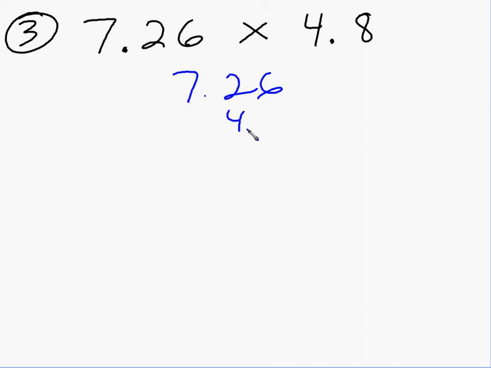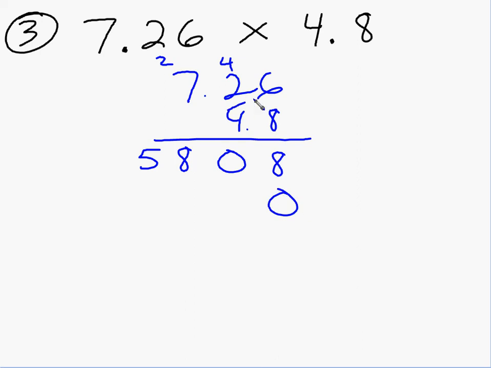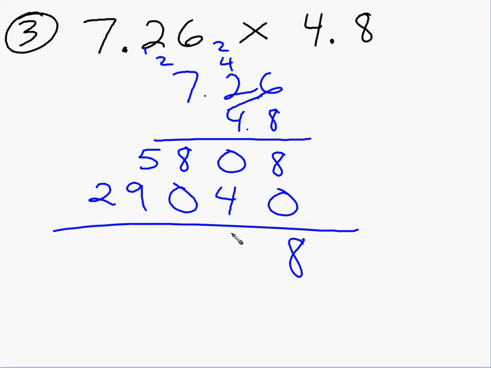7.26 times 4.8. 8 times 6 is 48. Carry a 4. 16 plus 4 is 20. Carry a 2. 8 times 7 is 56. Plus 2 is 58. Put a 0. 4 times 6 is 24. Carry a 2. 8 plus 2 is 10. Carry a 1. 28 plus 1 is 29. Do your addition. 8, 4, 8, 14. Carry a 1, 3. There are 1, 2, 3 digits to the right in the original, so there needs to be 1, 2, 3 to the right in the answer.